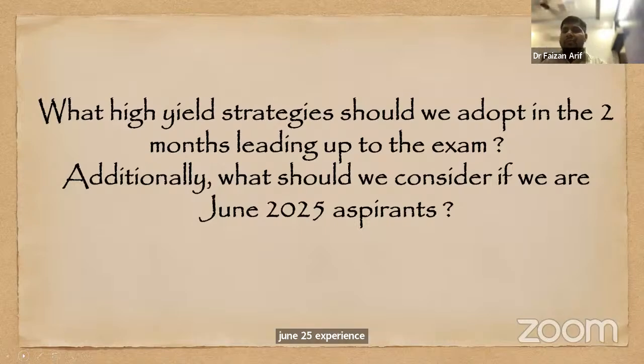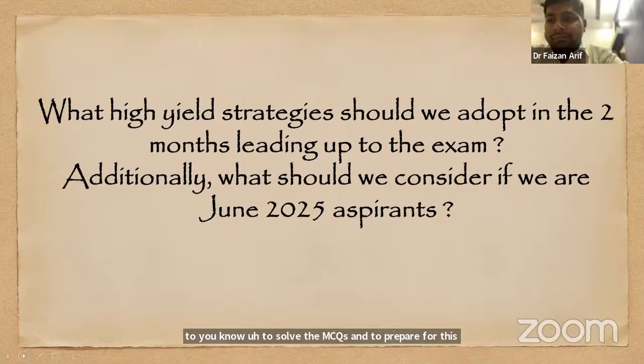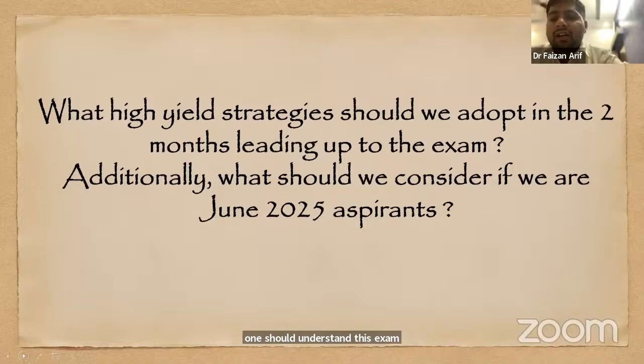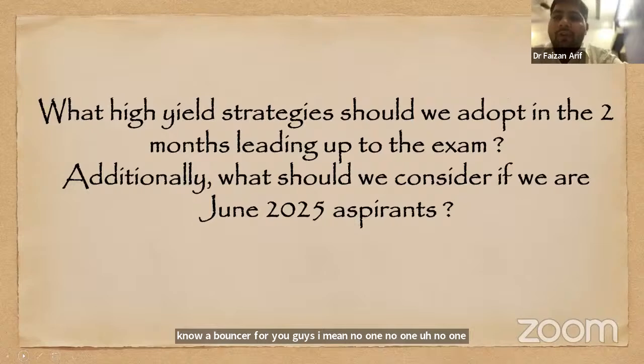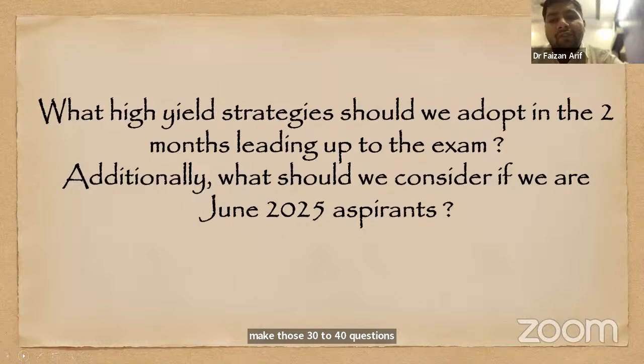Especially for the December aspirants, as Dr. Marwa sir has said already, the retrospective approach can be the best to solve the MCQs and to prepare for this exam. One should understand this exam very thoroughly: 30 to 40 questions are going to be a bouncer for you guys. Even a topper would not be able to solve those 30 to 40 questions. Now the game comes to the 150 questions which are going to be frequently asked from the previous year topics, and that's where we need to focus.